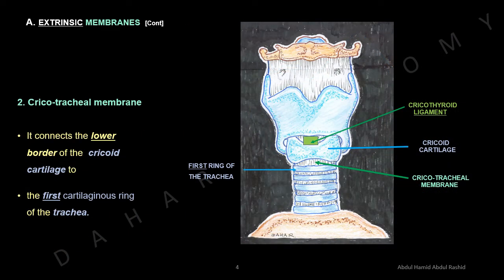The second membrane is the cricotracheal membrane. This is an anterior view of the larynx. This is the inferior border of the cricoid cartilage, and this is the first ring of the trachea. The cricotracheal membrane is between the lower margin of the cricoid cartilage and the first ring of the trachea, to which it is attached. This little space is filled with the cricotracheal membrane.